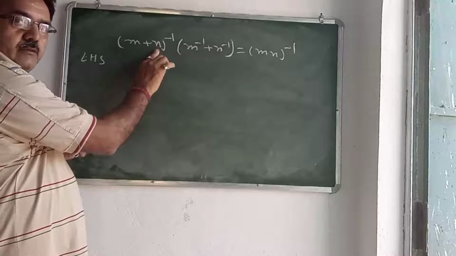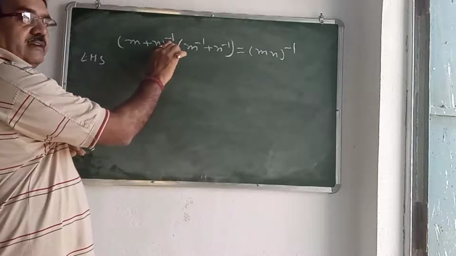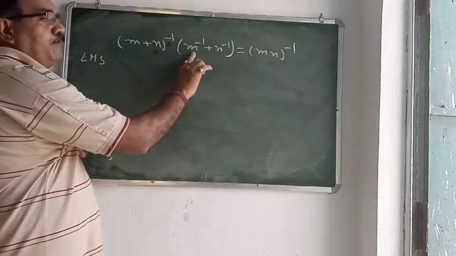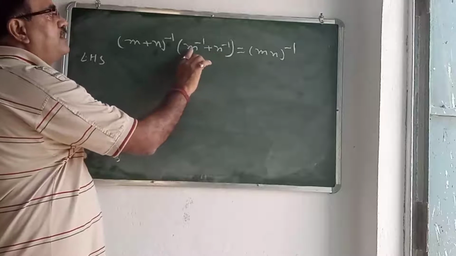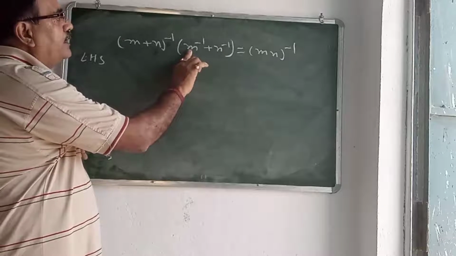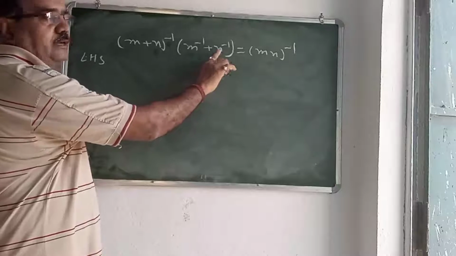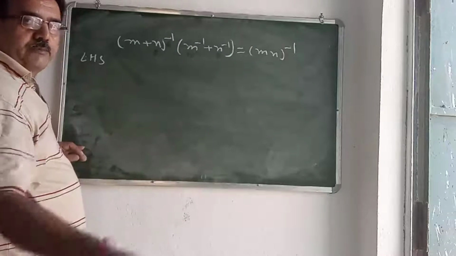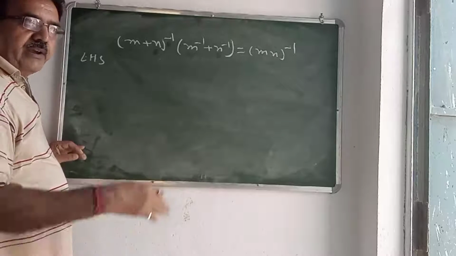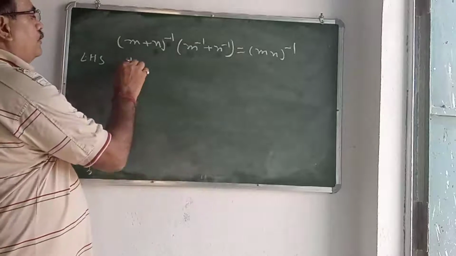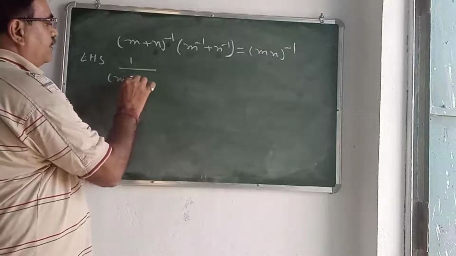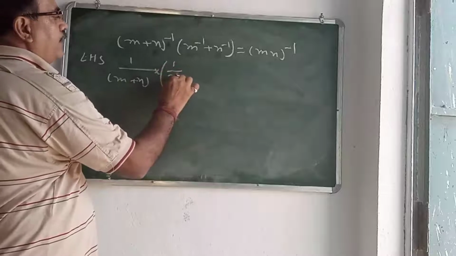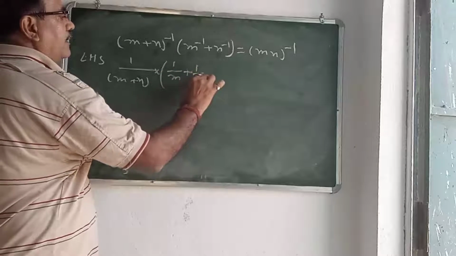M plus n, both together power minus 1. So we have to convert into positive power. And here m minus 1 plus n minus 1 means m is individual negative power and n is individual negative power. But here both together negative power. So negative power we have to convert in positive. How? By taking its reciprocal value. So 1 by m plus n into, in the second bracket, individual 1 by m plus 1 by n.